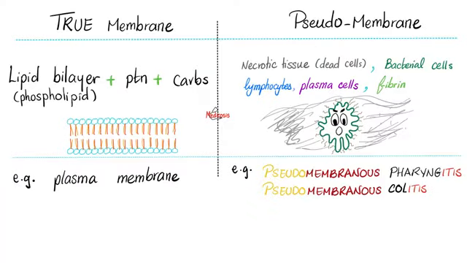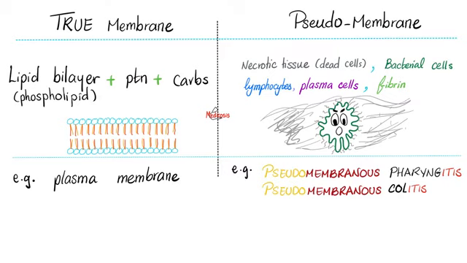But hey, Medicosis, why do we call it pseudomembrane? What's the difference between a pseudomembrane and a real, true membrane? Big difference. A true membrane is the membrane that you have in every one of your cells. It's the classic lipid bilayer membrane, phospholipid to be specific, with some proteins and some carbohydrates.